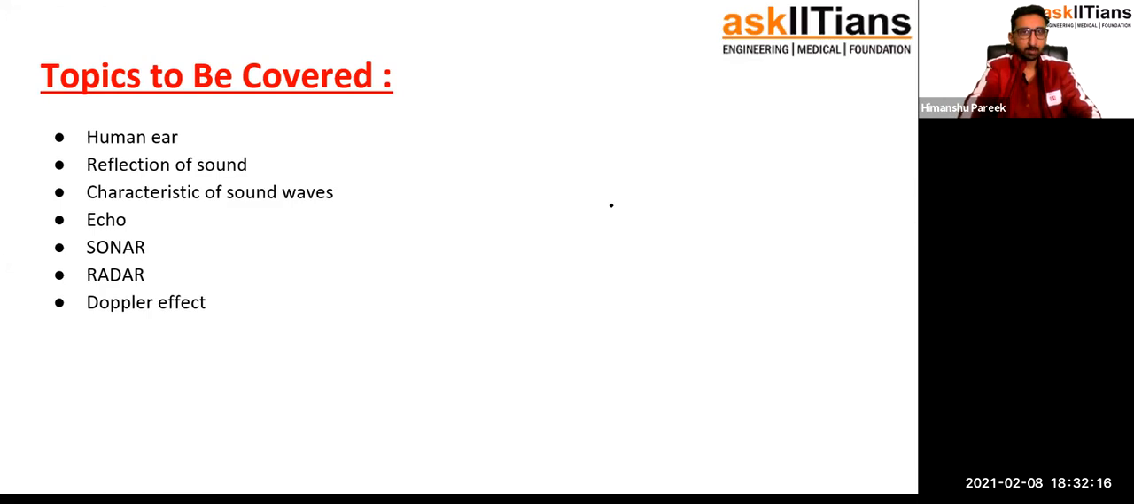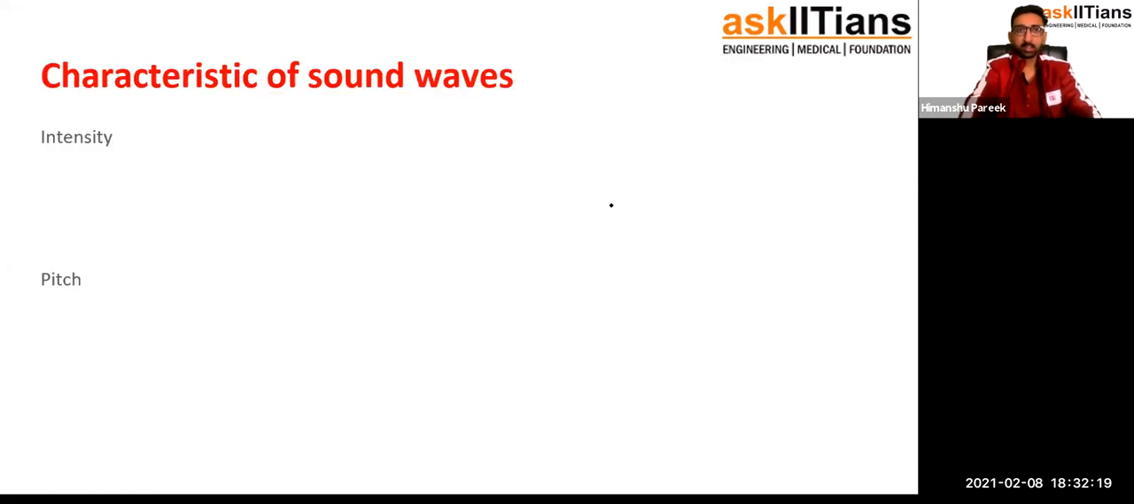Okay, so now let me begin with the characteristics of sound wave first of all. What are the characteristics of sound wave? Though I have already explained in the last lecture, when a sound wave is traveling, there are certain parameters related to it. So sound is basically traveling in the form of compression and rarefaction. So this compression, then rarefaction, is how the sound travels.